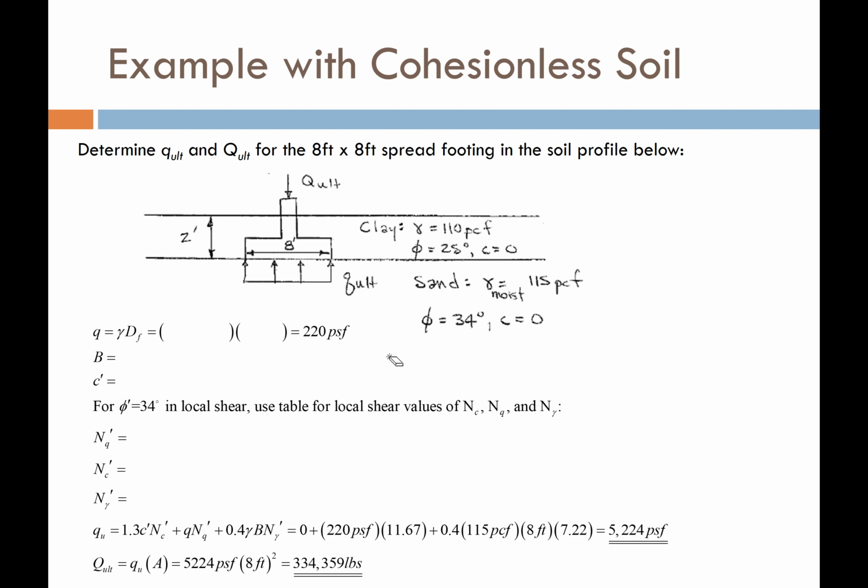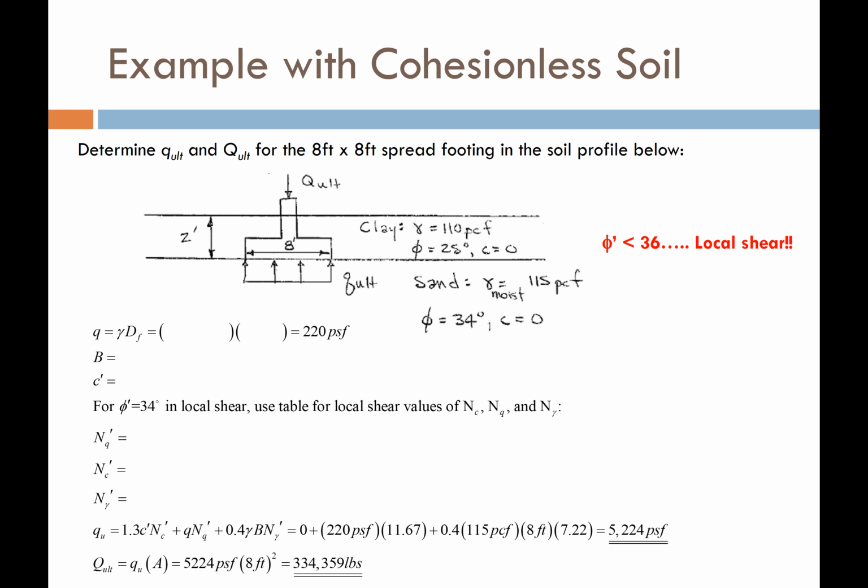So my very first question to you is, with this sand layer, should I assume a local shear failure or should I assume a general shear failure? If you said local shear failure, then you are absolutely correct. It's because the friction angle is less than about 36 degrees, so we're going to assume local shear. Now, at this point, it becomes pretty easy.